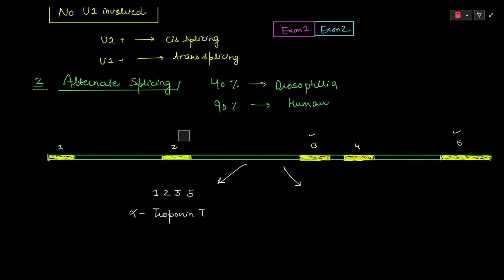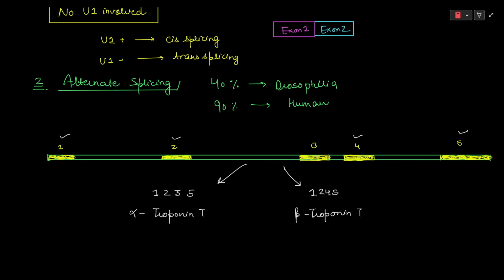But in the other scenario, let's take a look. Let's just erase these things and do it again. The other one is what we call the beta troponin T. This is another isoform protein, right? It will contain exons 1, 2, 4, and 5. In the alpha troponin, we have skipped exon number 4. In the beta troponin T, we have skipped the third exon, right?